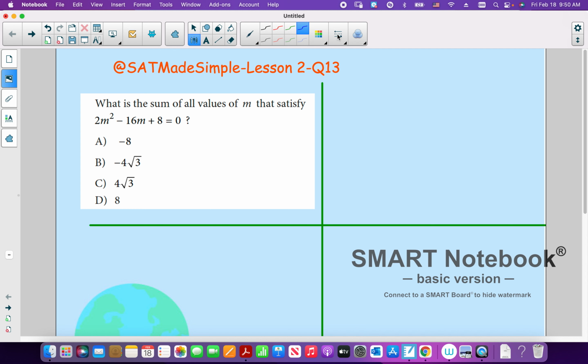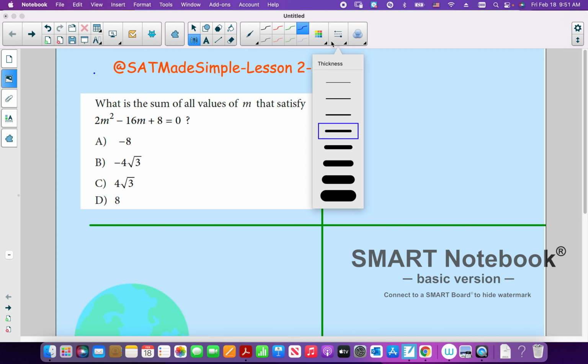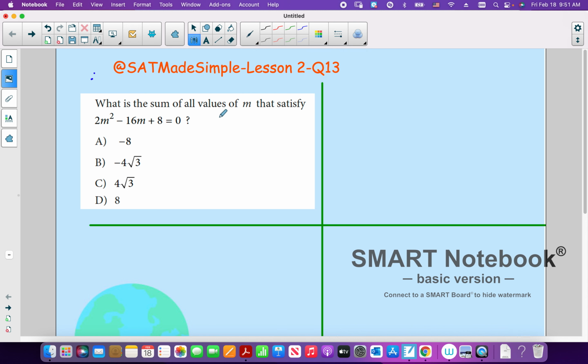All possible values of m. So m is the solution of this quadratic equation. The first attempt I always try is to solve by factorization, with 2m and m, and I want two numbers.